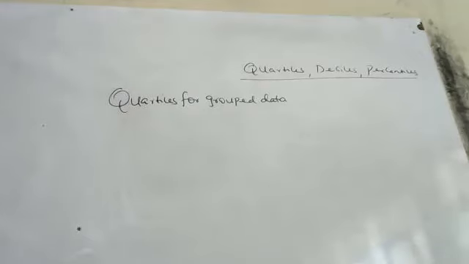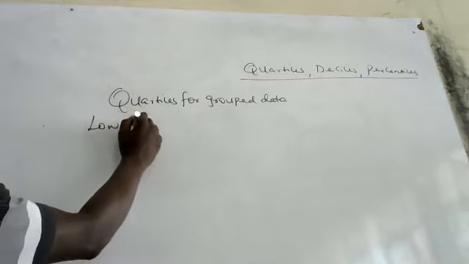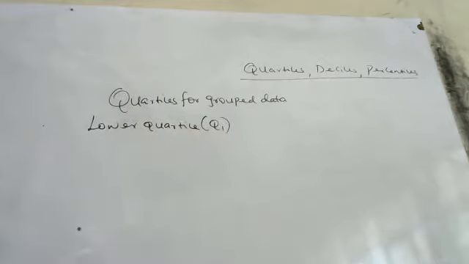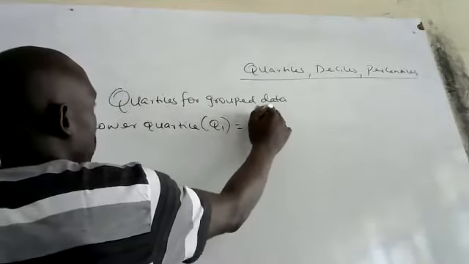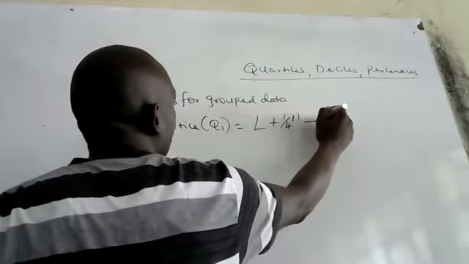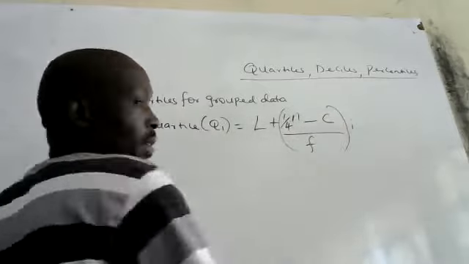Quartiles for grouped data. I want us to have a question and then see how it is calculated. But I want you to write this one first: the lower quartile, which is given as Q1, is normally calculated by L plus (1/4 N minus C) over F, then you multiply by R.